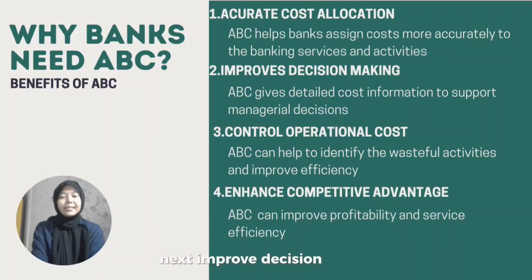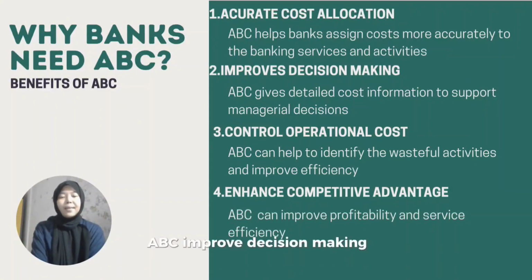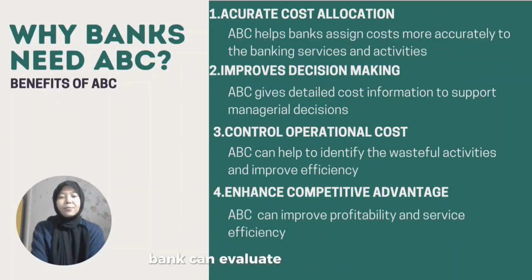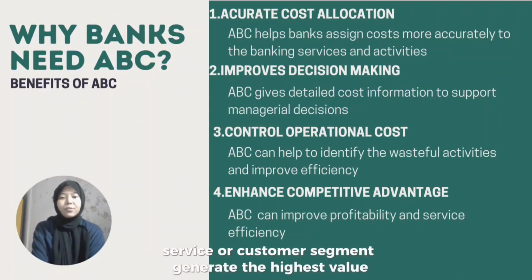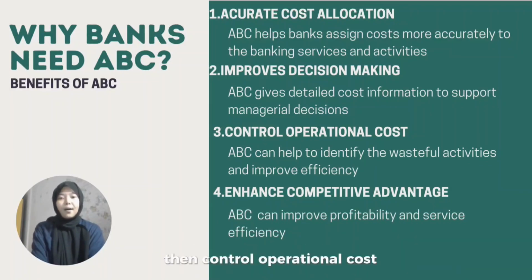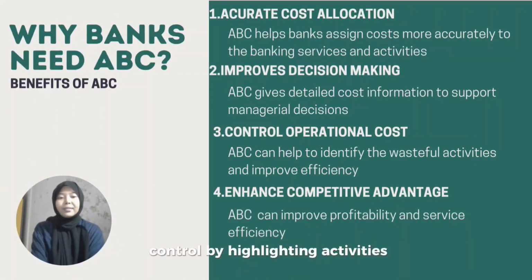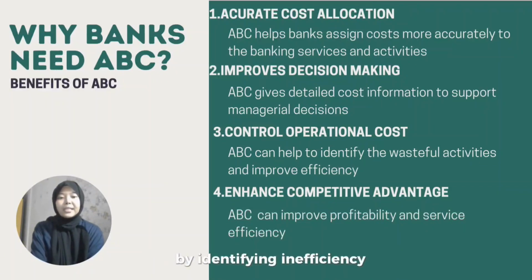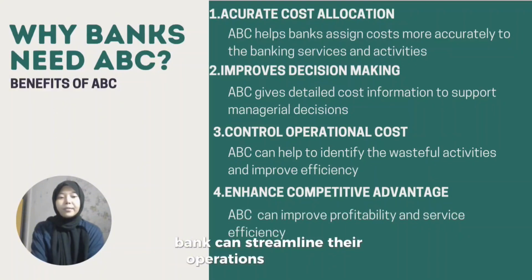Next, improve decision making. ABC improves decision making by providing detailed cost information. Banks can evaluate which product, service, or customer segment generates the highest value and highest return, and allocate resources more effectively. Then, control operational cost. ABC also supports cost control by highlighting activities that do not add value. By identifying inefficiency, banks can streamline their operations and reduce unnecessary expenses.